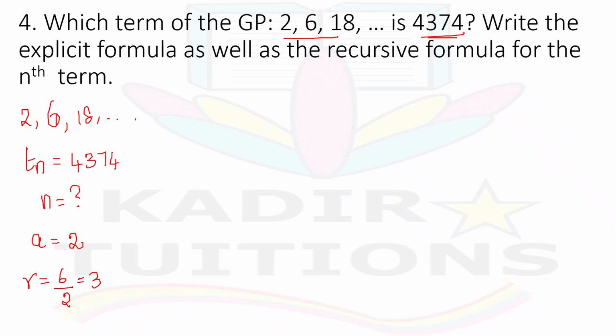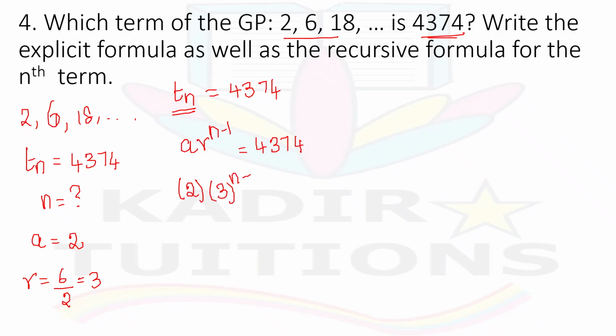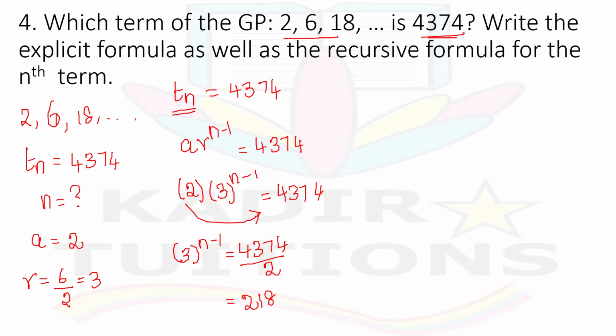Now we'll proceed with the given value, that means Tn, the nth term is 4374. So how can we represent the nth term using the formula a r to the power n minus 1, which is equal to 4374. And we know the value of a, which is 2, and r, which is 3, so 2 times 3 to the power n minus 1 is going to be 4374. Now we can move this 2 to the other side so that the number is going to get simplified even further. 4374 by 2, so we will be getting 2187.